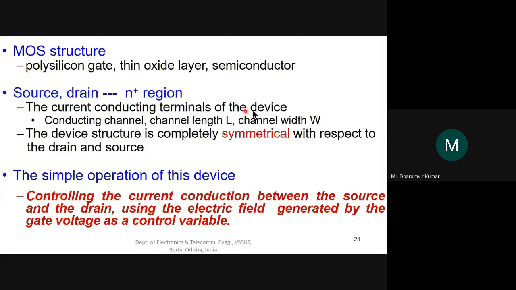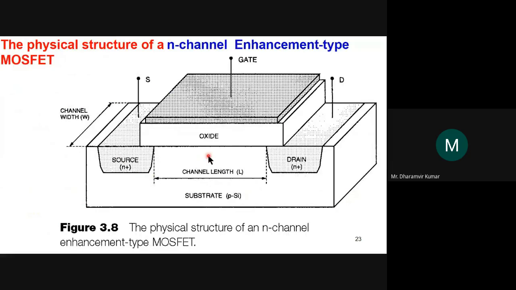The current conducting terminals of the device are source and drain, and in between exists a conducting channel. The channel length is L and the channel width is W. The device structure is completely symmetrical with respect to the drain and source. Now remember, the device structure is symmetrical in nature. It means that if I draw a vertical line in between this structure, then we can see a symmetry between the left hand side and the right hand side, and also we can interchange the terminals. So we can use this particular terminal as drain, and we can use this particular terminal as source.